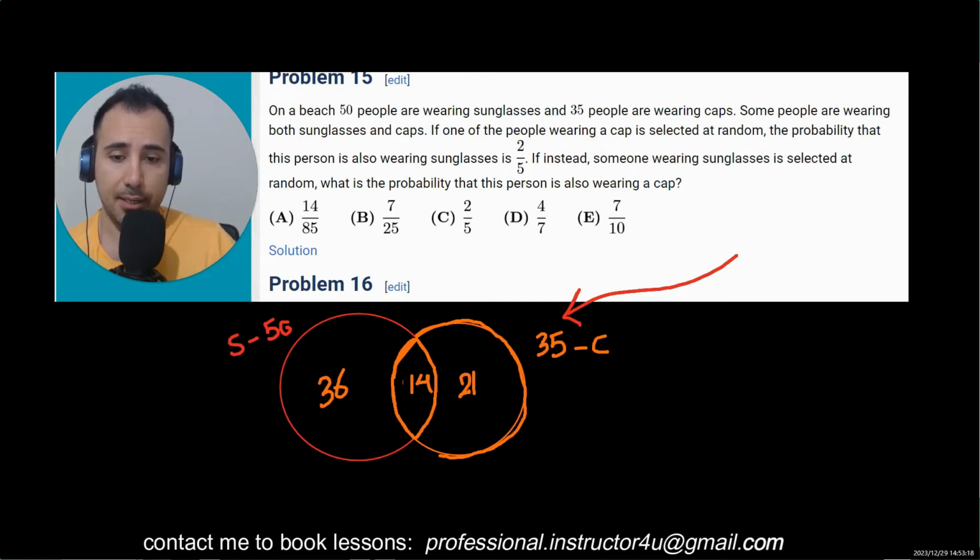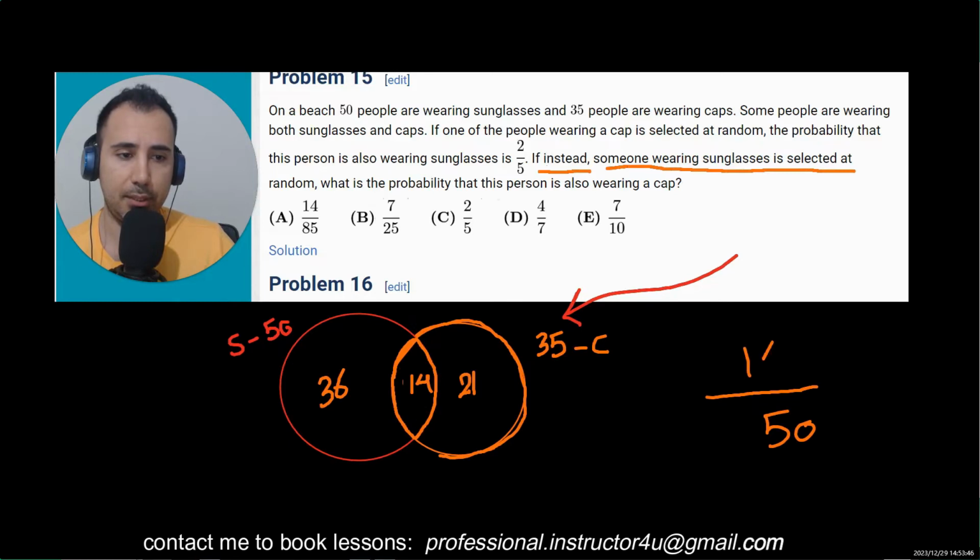Bring it on. If instead someone wearing sunglasses is selected, so we just want probability, right? We want probability. So all of this, we're focusing on this. All of it is 50. What is the probability that this person is also wearing a cap? Again, it's talking about this part. So what is the probability that you choose this?